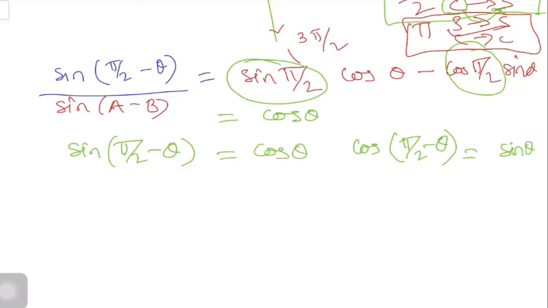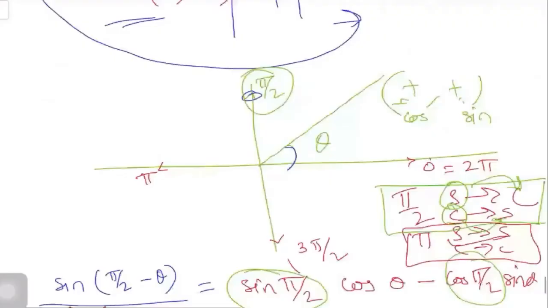Sine of pi by 2 plus theta. Since pi by 2 is here, sine will change into cos theta. And now pi by 2 plus theta: you are adding some angle, so you are going into the second quadrant.